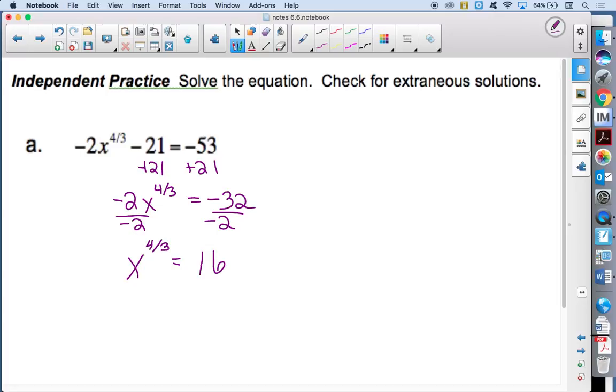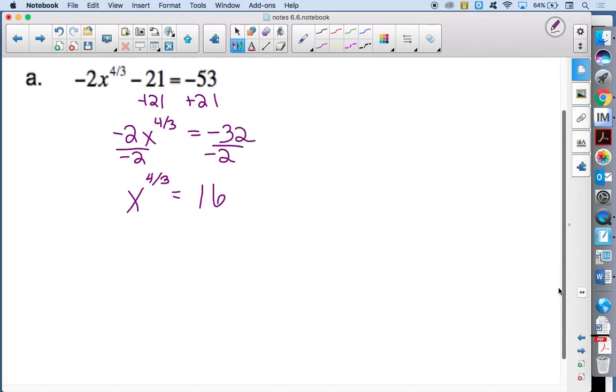All right, so we have negative 32 divided by negative 2 is positive 16. When you have a rational exponent, which is a fraction, the way you get rid of it is by multiplying with the reciprocal. So it's an exponent of 4/3. The reciprocal would be 3/4. Remember, you need to keep it as an exponent, so it can't just all of a sudden magically be a whole number. If it is an exponent, it needs to stay as an exponent. So that 16 is to the 3/4.